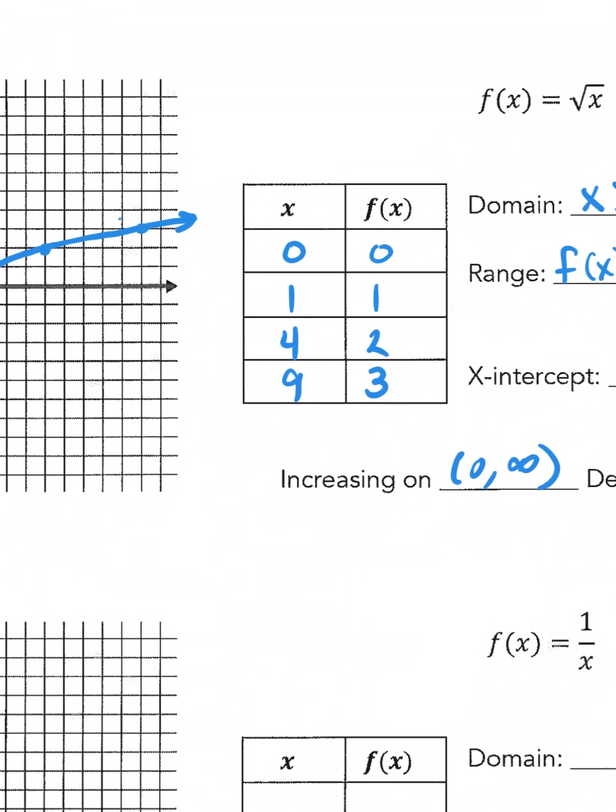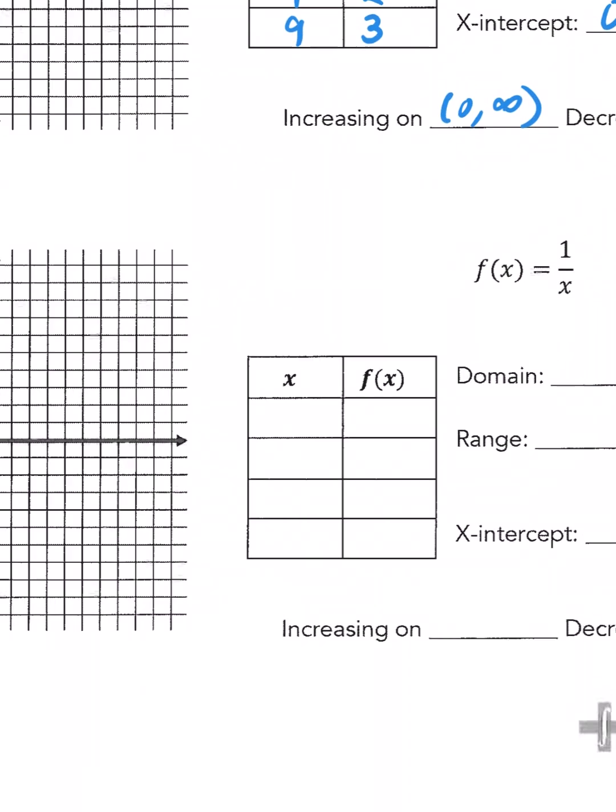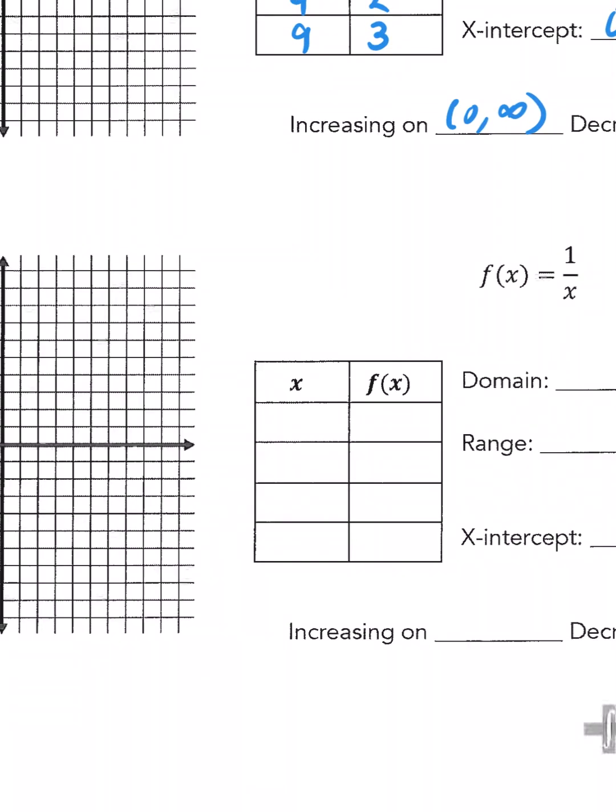All right. Last but not least, what type of function is this? Yes, reciprocal. Heard somebody say it. It is a reciprocal function. So let's pick some numbers. Let's pick -2.